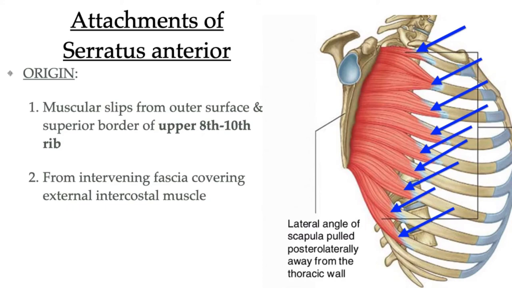After taking origin, these digitations combine together to form a flat sheet which passes posteriorly around the thoracic wall and inserts over the costal surface of the medial border of the scapula, which is represented by this blue line.